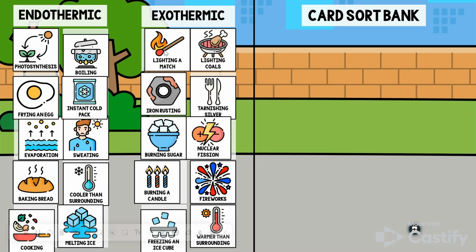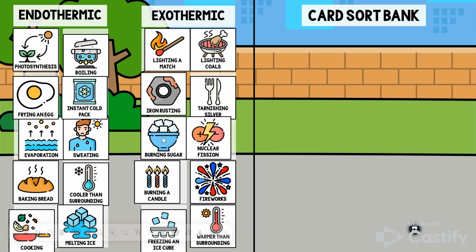So lighting a match, anytime you've got flame and something is burning, that's going to be giving off energy. So if you're going to get burned, like lighting a match or lighting coals, then we know that would be exothermic. Both iron rusting and tarnishing silver is an exothermic reaction because what we're talking about here is oxidizing. And oxidizing is basically the same thing as a miniature fire.